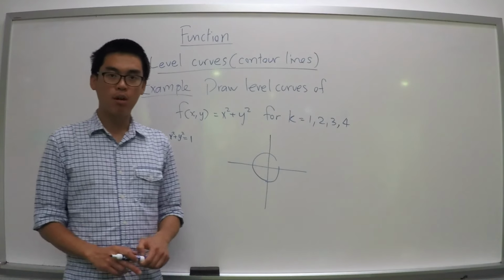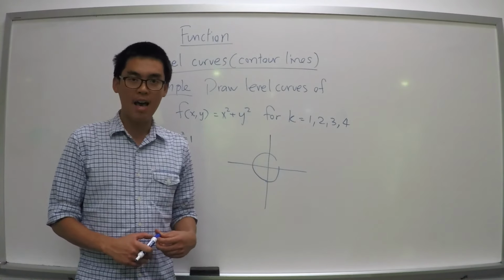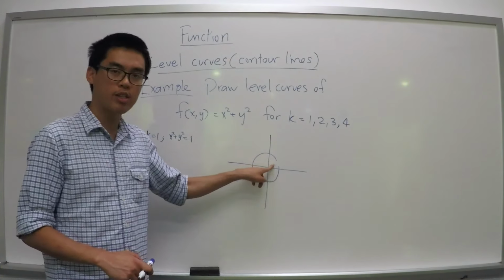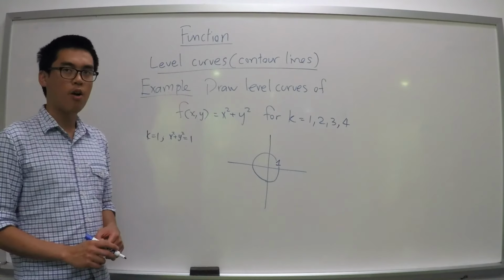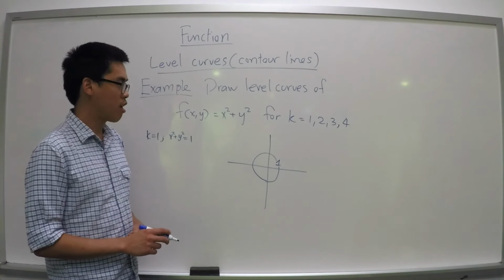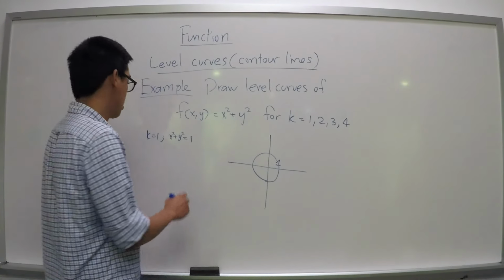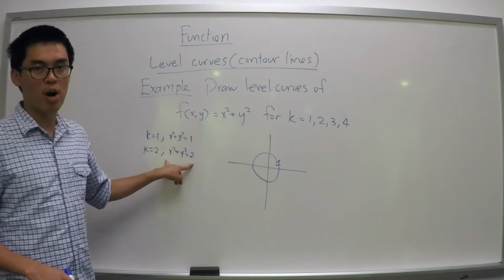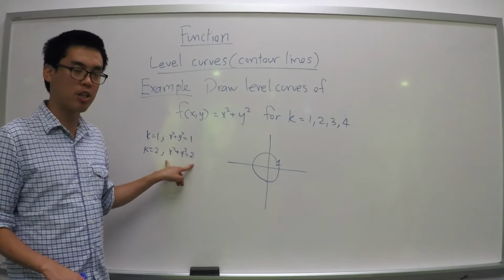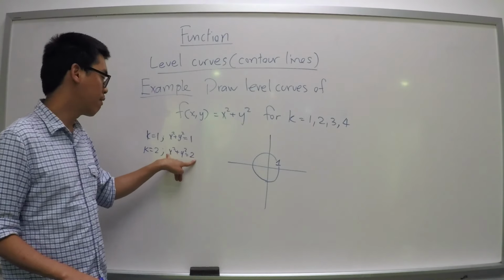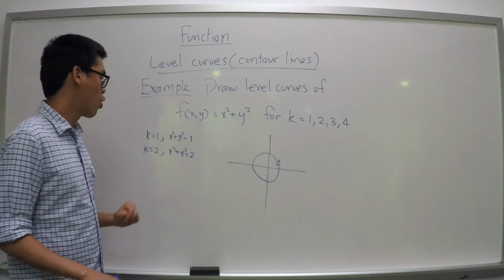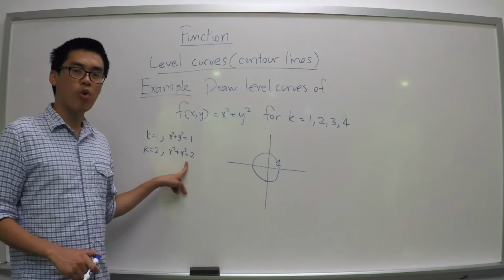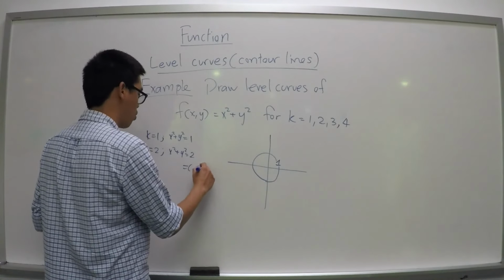Just like in the weather map example, we label each curve by its output. So in this case, we plug in k equal to 1, so we label this curve 1. Then we repeat the process for the rest of the levels. For k equal to 2, we equate x squared plus y squared to 2. More importantly, we draw this graph on the same plane. Again, this is in the form x squared plus y squared equal to r squared. The radius for this circle is square root of 2.